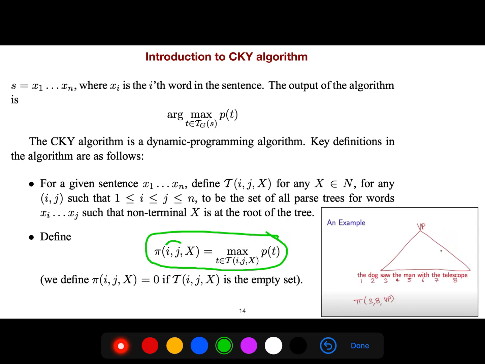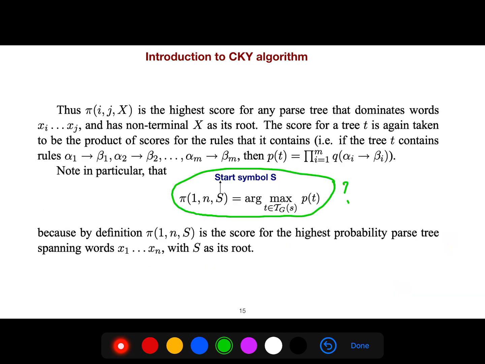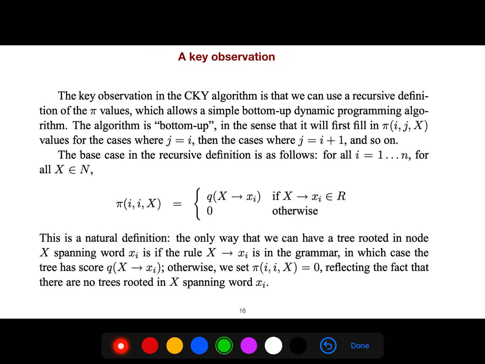For example, going from i to j, for example, pi from 3 to 8, if you go from saw to telescope, this is the maximum probability of a tree, but your tree is just from this. So ignore the rest of them and just look at this span from 3 to 8. So this is this variable. And then we use some recursive equation to reach the answer.